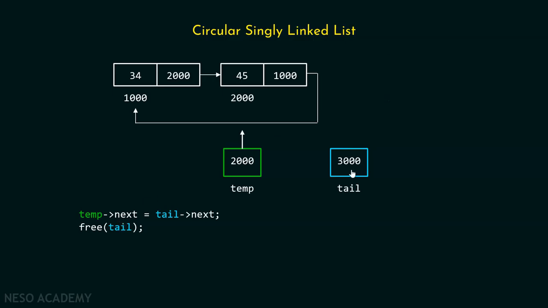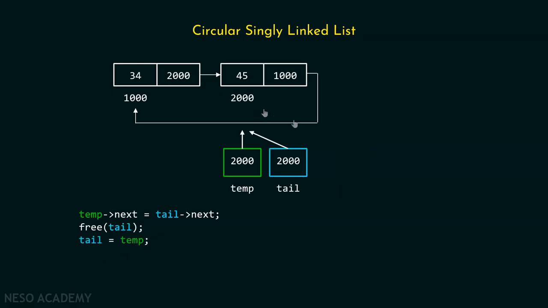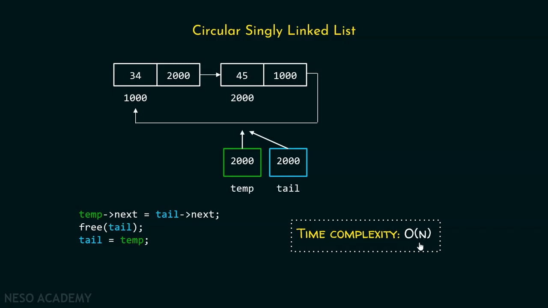And finally, we must update our tail pointer so that it can point to this node. For this purpose, I'll keep this line of code. And this is very simple. The time complexity of all these operations will be big O of n because it depends on the length of the list. And here you know that traversal is involved, right? That is why order of n is the time complexity.